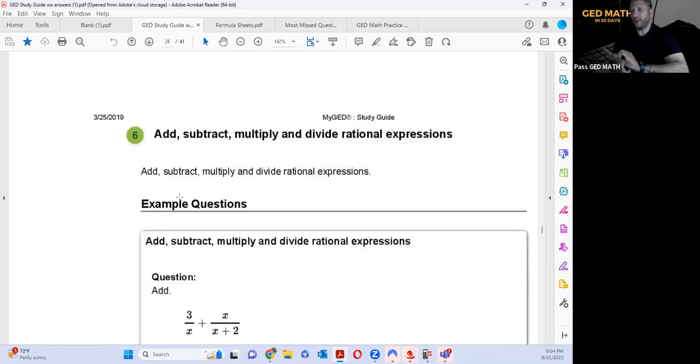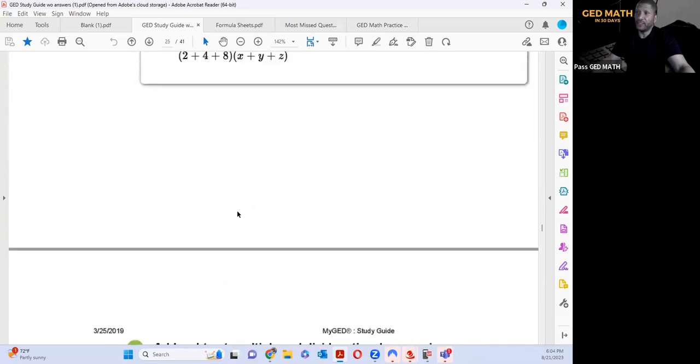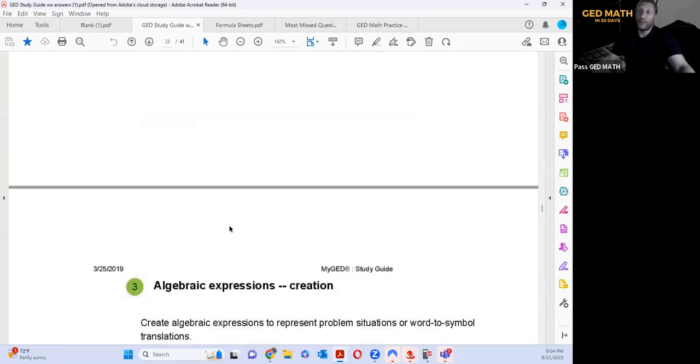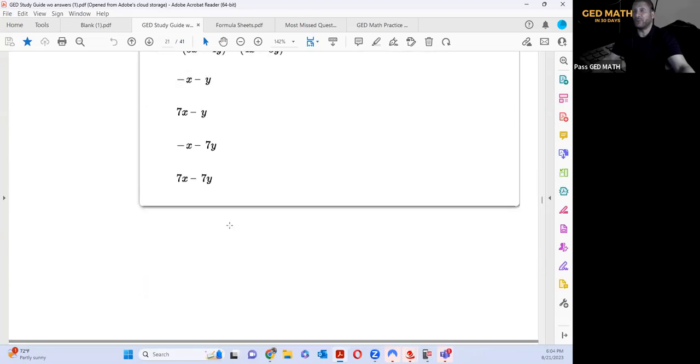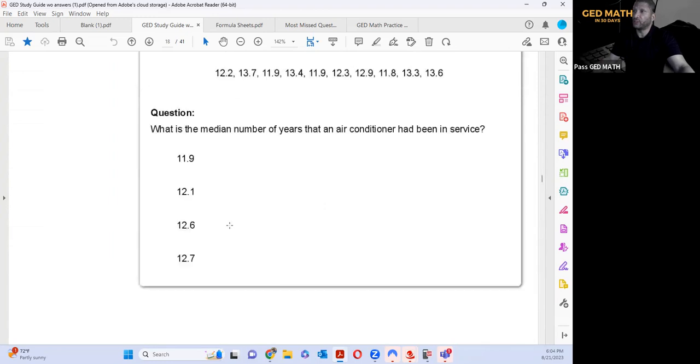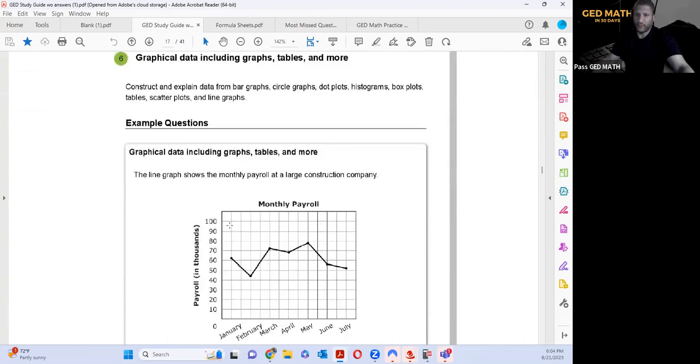Usually they either have an area of a rectangle or perimeter of a rectangle. They usually have area or circumference of a circle, either missing radius or missing diameter. And then usually they give you one or two volume problems. So area, perimeter, volume, I would say 4 to 5 problems. So that's an area you want to make sure that you prepare for.